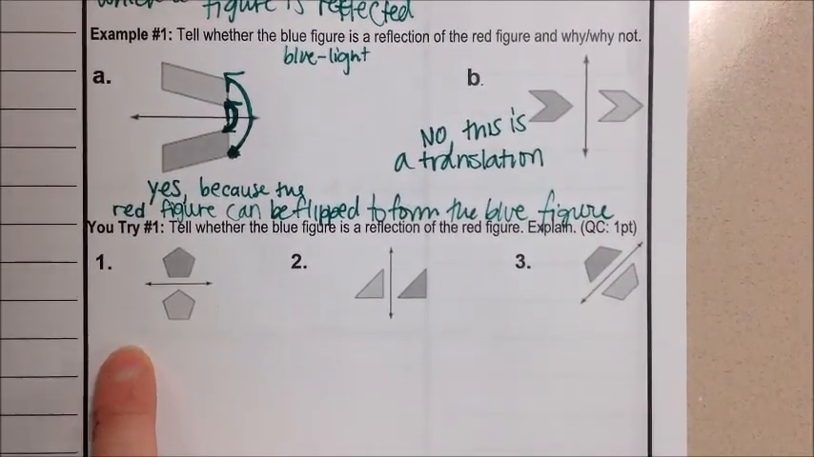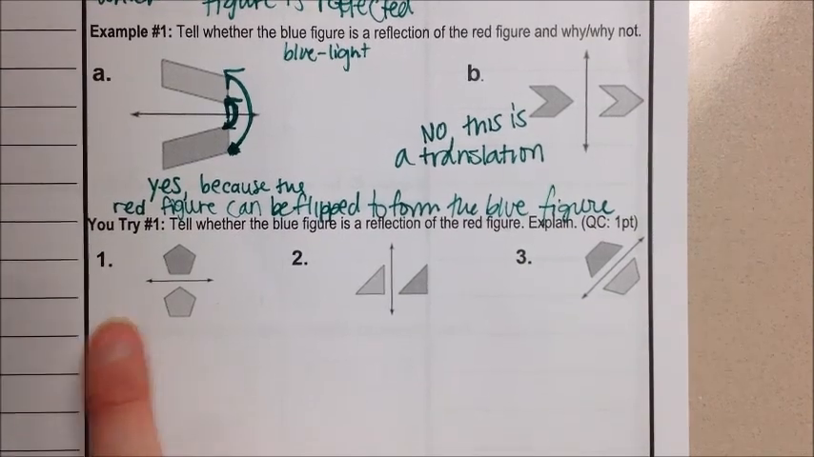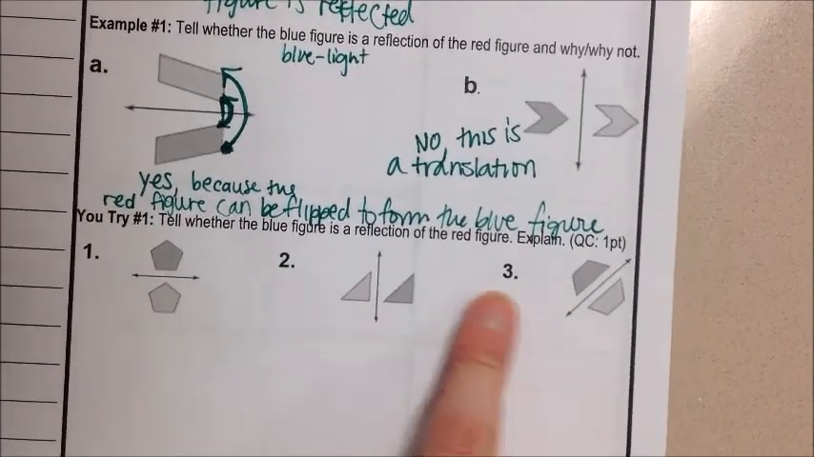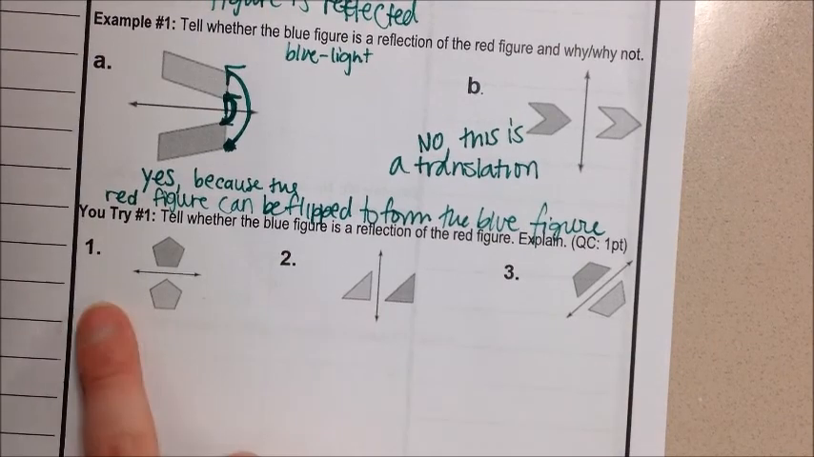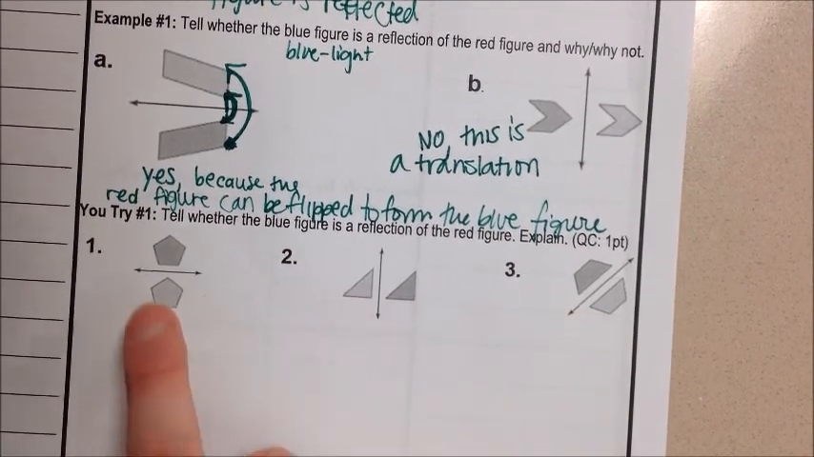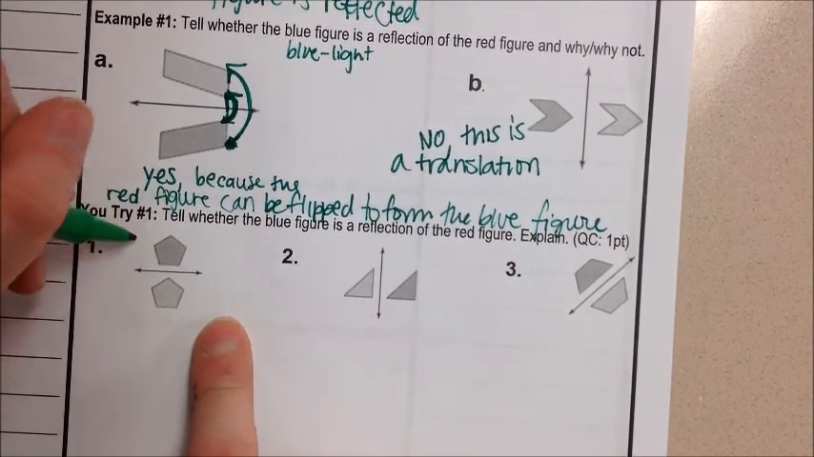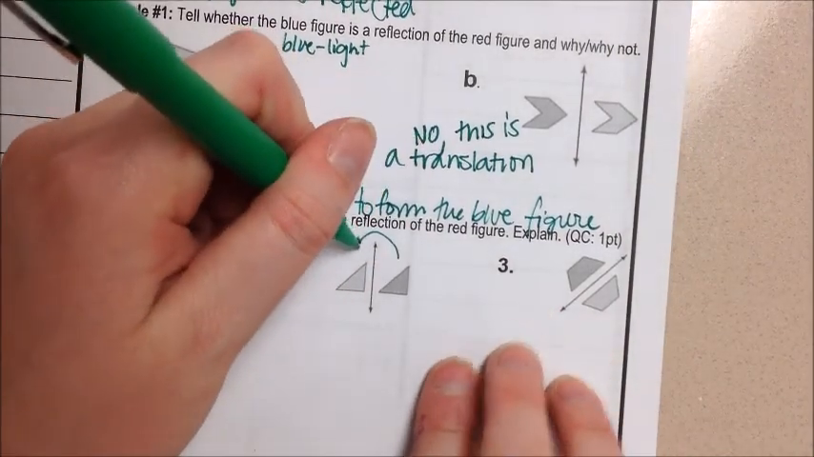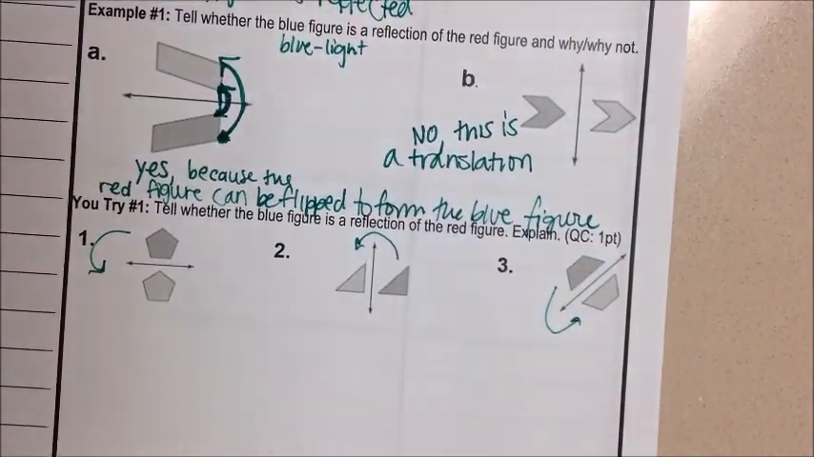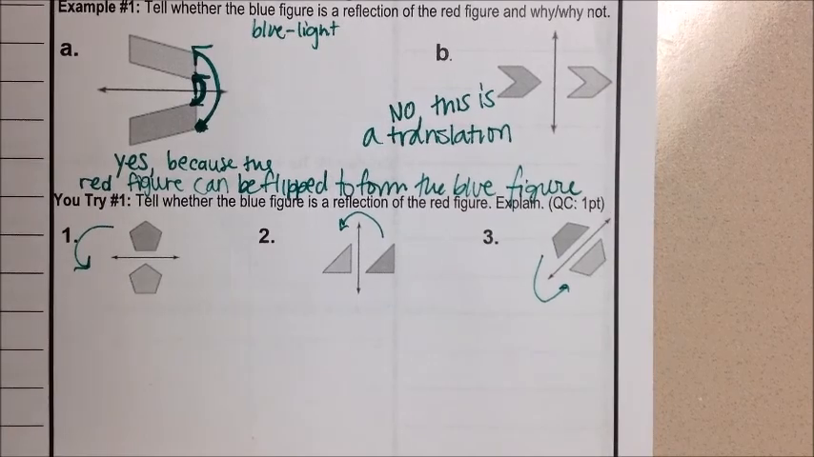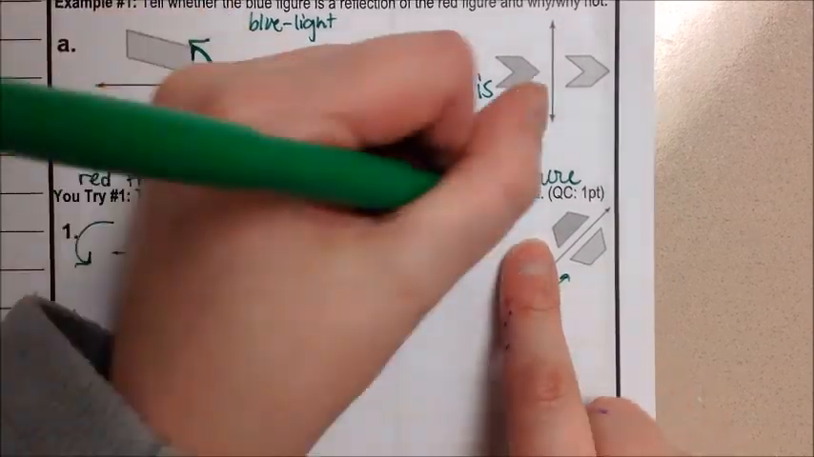Okay, so go ahead and you need to pause the video now. You shouldn't be doing all of your U-tries at the end. You need to be doing them as you go through. So tell whether it's a reflection. Remember, blue is a reflection of this. So you're going from this one to this one, this one to this one, this one to this one, and say if it's a reflection of the red figure or not. And then explain why or why not.